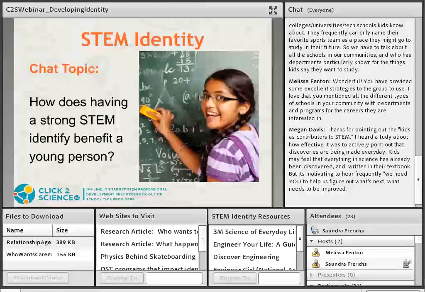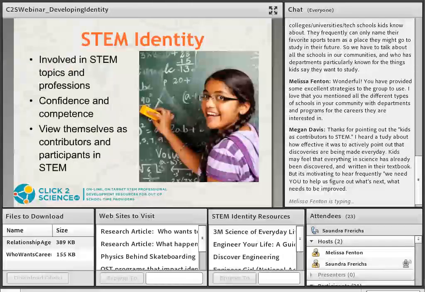So now we have another chat topic for you to contribute to. Do you have any ideas about how having a strong STEM identity can benefit a young person? I'm going to go back to this slide to share with you the strategies that we're recommending to help students develop a STEM identity. And then I want you to share in the chat box, how is this beneficial? What is this going to do to help them?